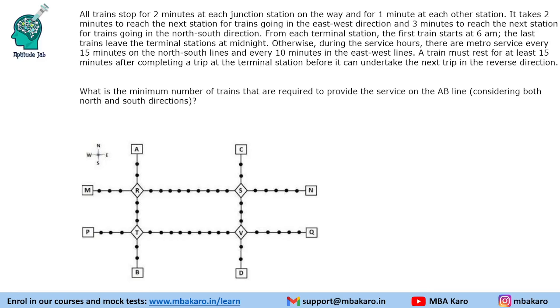What is the minimum number of trains that are required to provide the service on the AB line, considering both north and south directions? So if a train has to go from this end to this end, first of all, let us find the time taken to go from end to end. So we have 1, 2, 3, 4, 5, 6, 7, 8, 9, 10 stations. So 10 stations means 30 minutes of travel time.